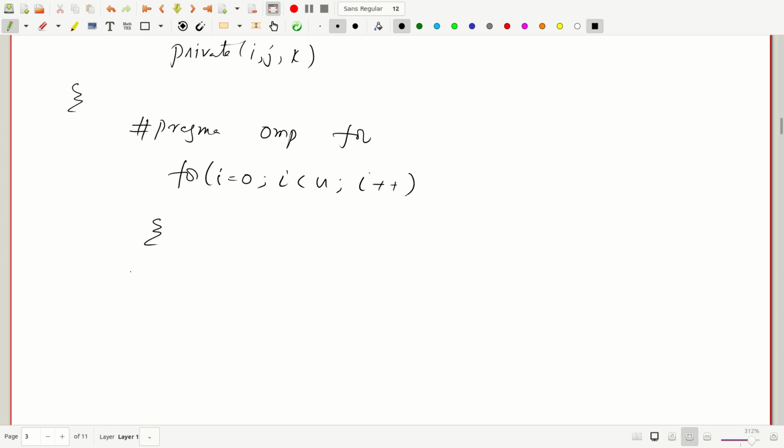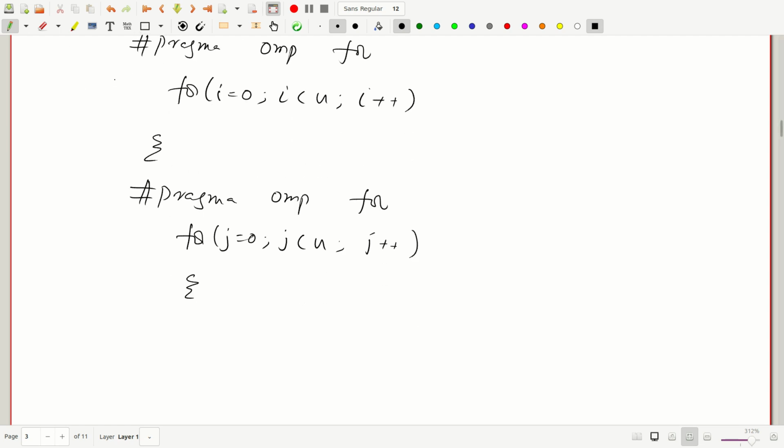And then you have another pragma for the second for loop. That means you have to again switch on the nested parallelism here, for j equal to 0, j less than n, j plus plus. So you have multiple threads forking here, and the threads that have forked here will again try to fork more threads.